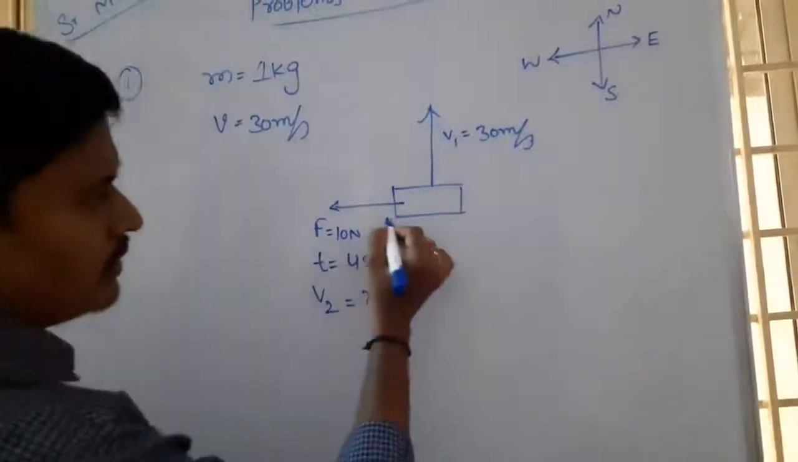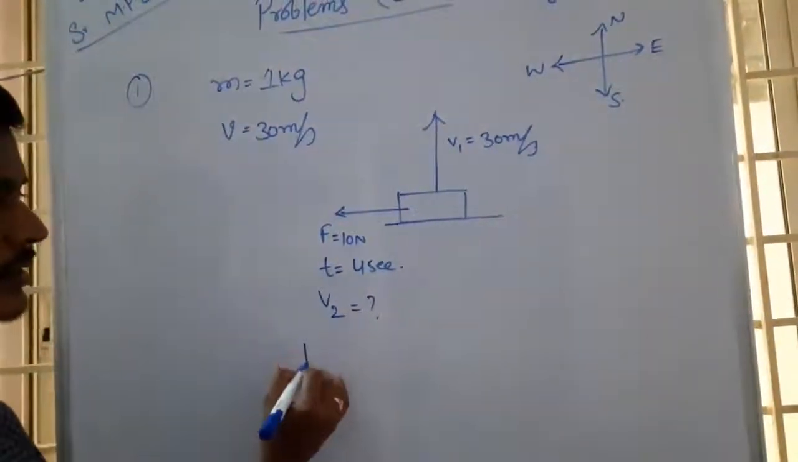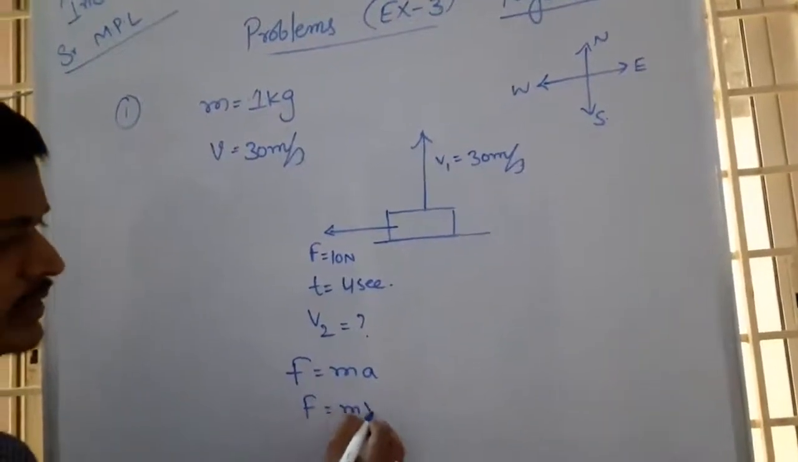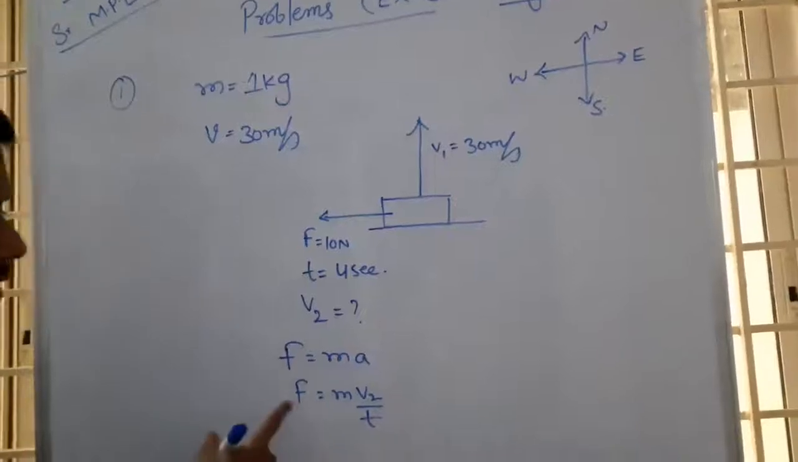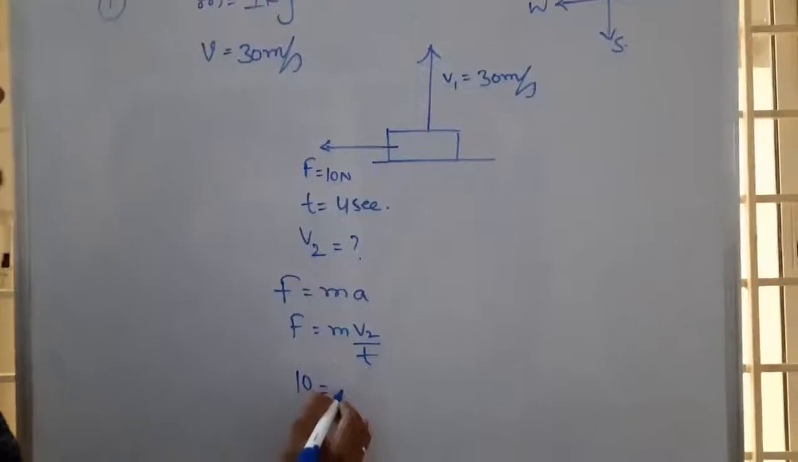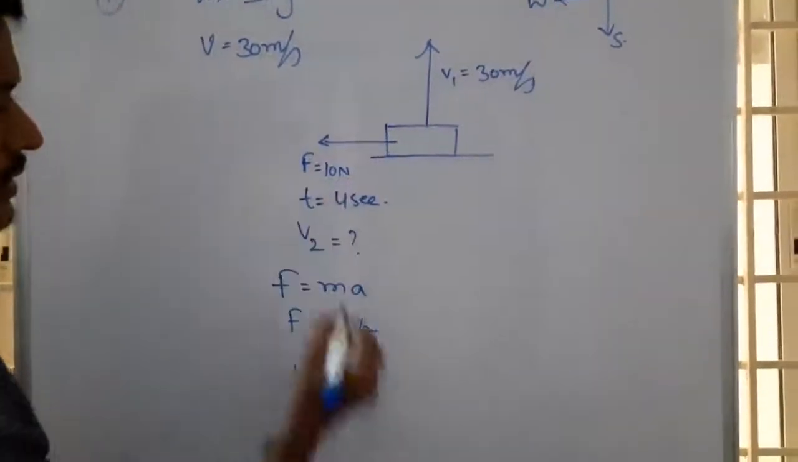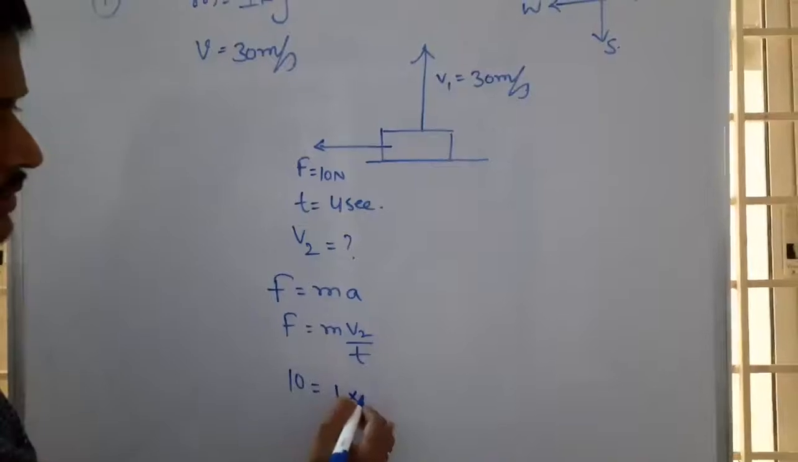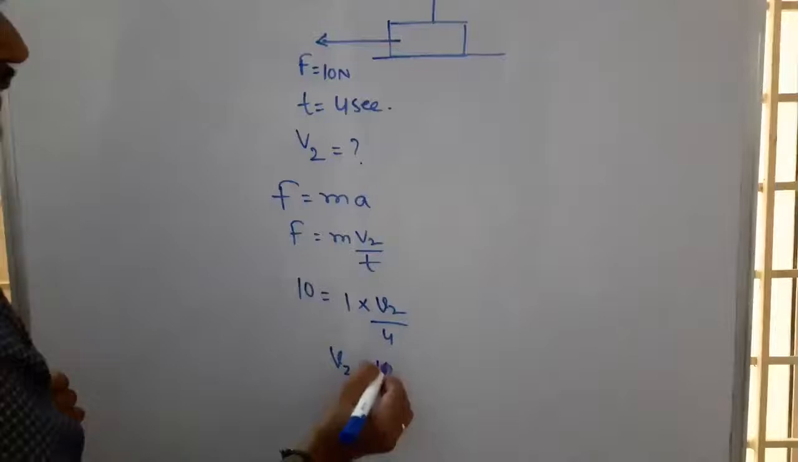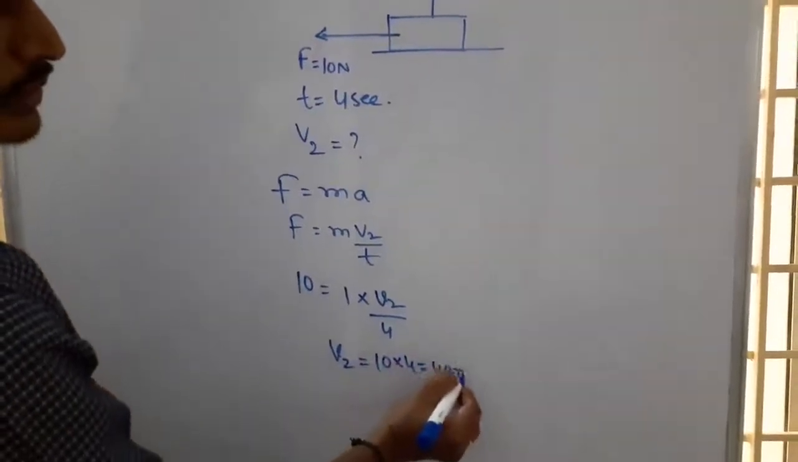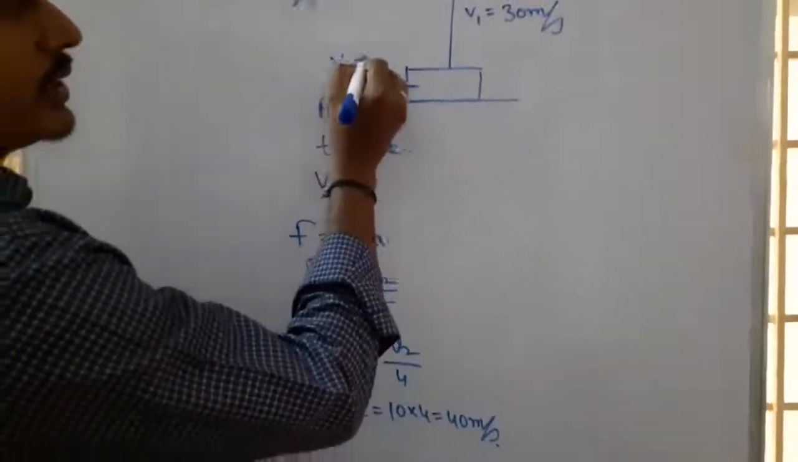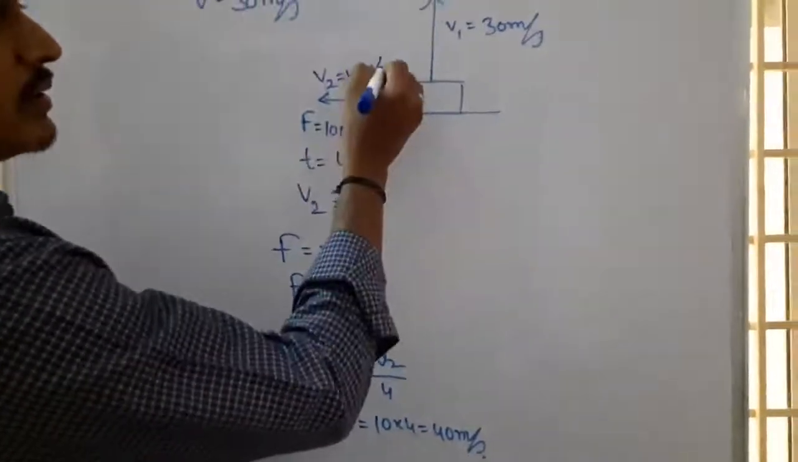Therefore, according to Newton's second law, F is equal to m into a, which is m into v2 by time t. F is equal to 10, m is 1, into v2, and time is 4. So v2 is equal to 10 into 4, that is equal to 40 meters per second. Now the velocity is calculated as 40 meters per second.